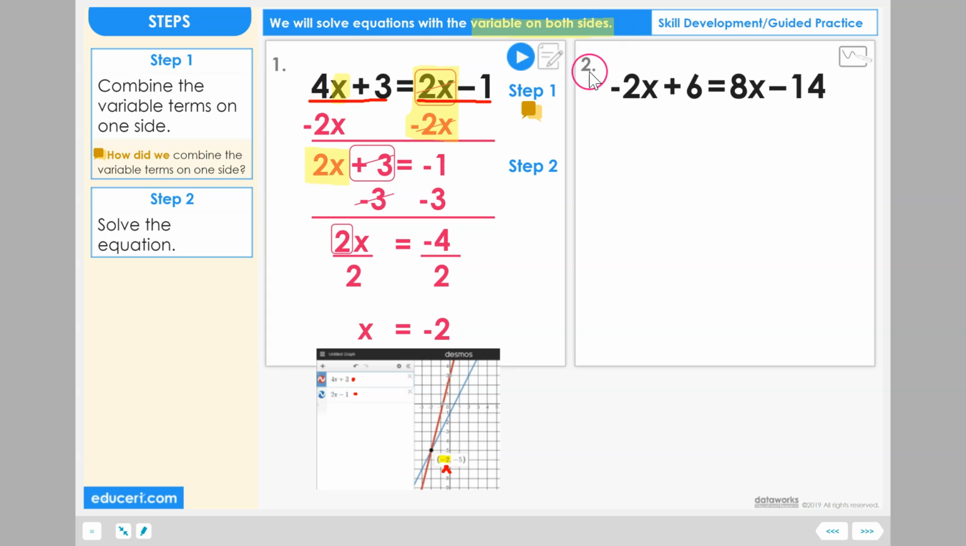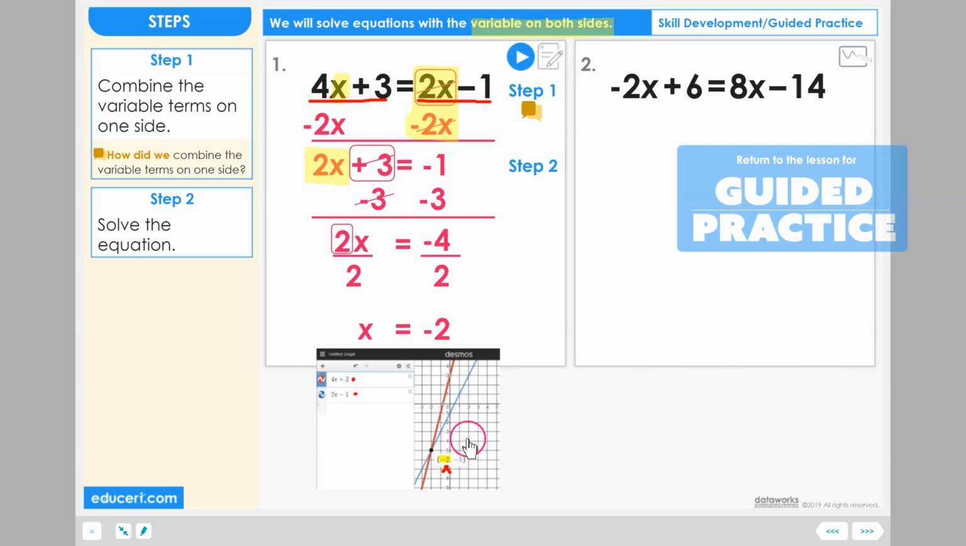You are now ready to solve the equation with the variable on both sides for problem number 2. And after you finish and you go through the animation, there will be another link to a Desmos graph that goes with problem number 2, showing you how you can check your answer using Desmos.